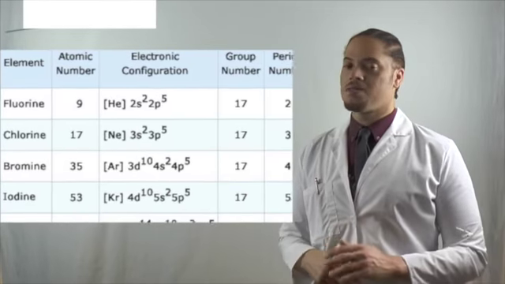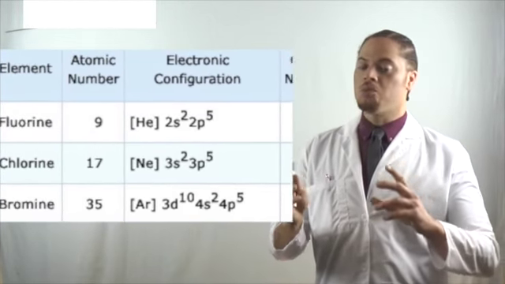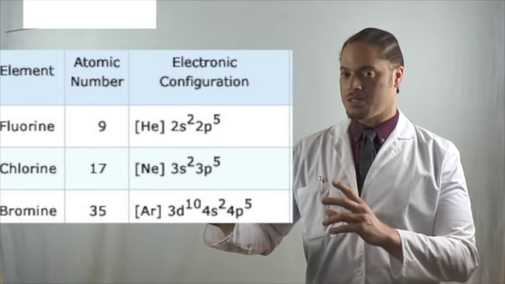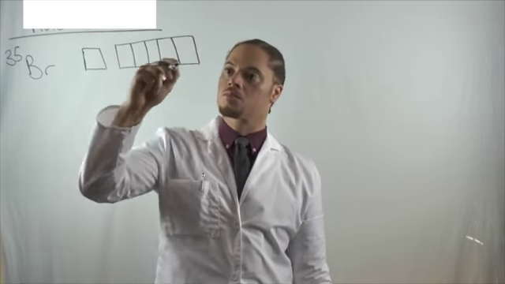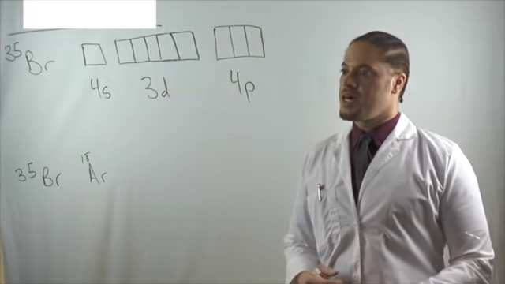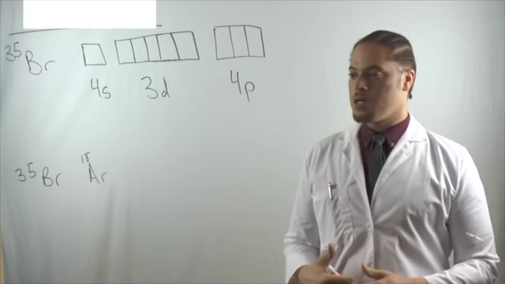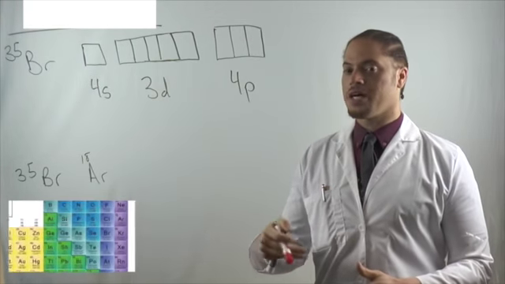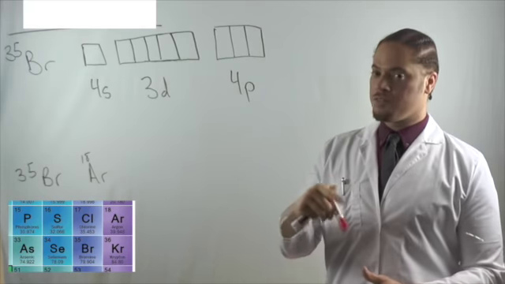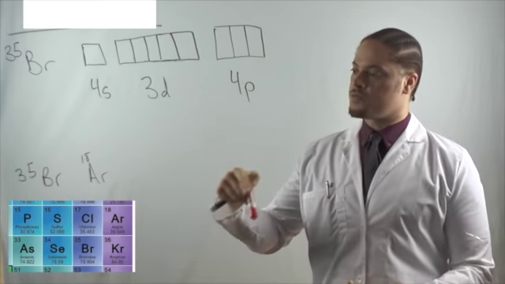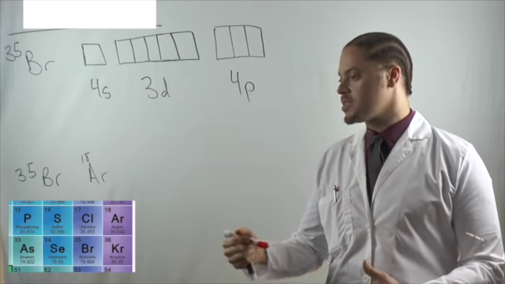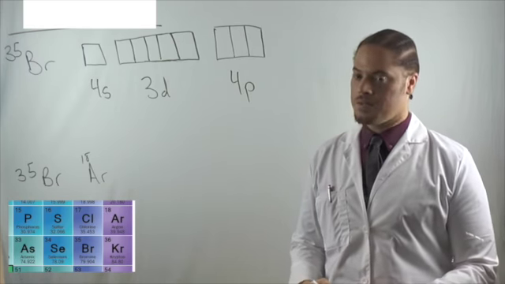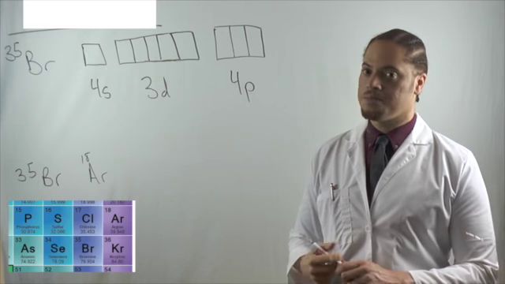Using the shorthand method, you always consider the noble gas nearest to that element that has a lesser amount of electrons. I'll illustrate. Br has 35 electrons, and that's a lot of electrons to draw out on a diagram. The shorthand method is to consider the noble gas that has fewer electrons that's nearest to it, and if you go backwards instead of forwards on the periodic table of elements, argon is the nearest noble gas with the lesser amount of electrons. Argon has 18 electrons.